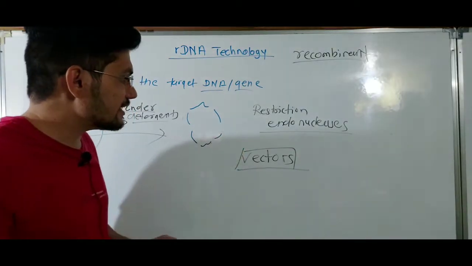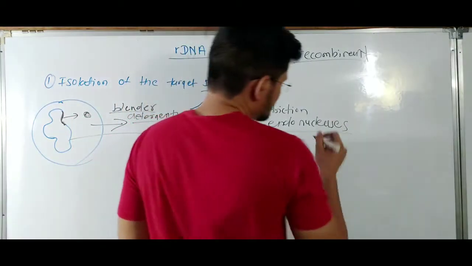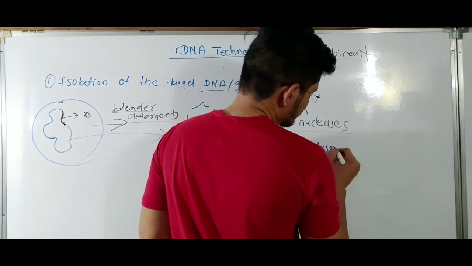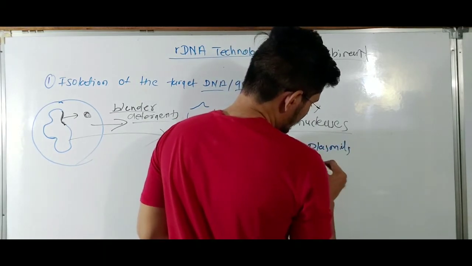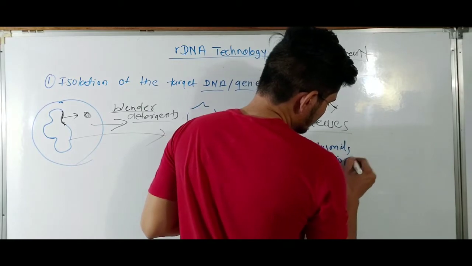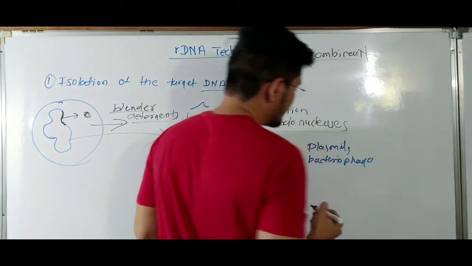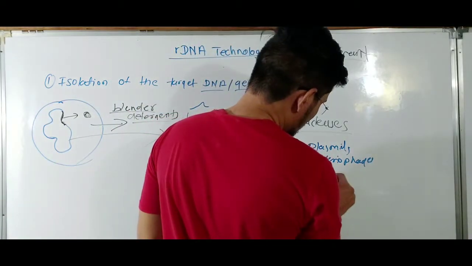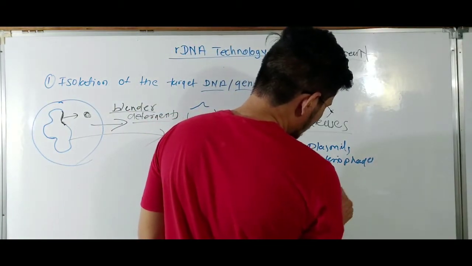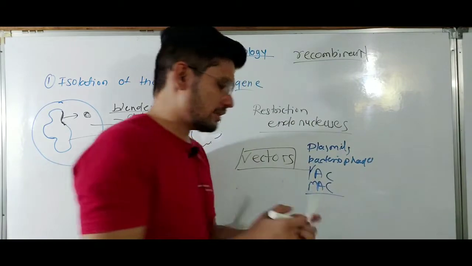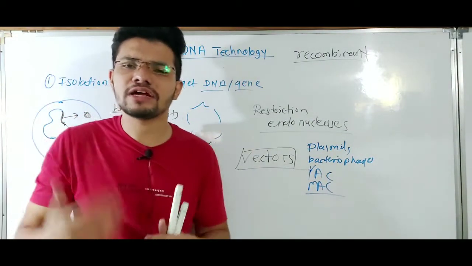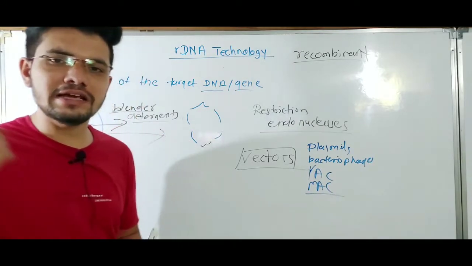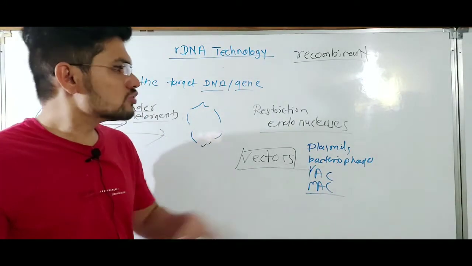Okay, so these vectors can be of various types like plasmids or bacteriophages, right? Plasmids, bacteriophages, or some yeast artificial chromosomes, mammalian artificial chromosomes. So these elements can be used as vectors, and that is what is going to transport our target DNA into the host. So what are plasmids?